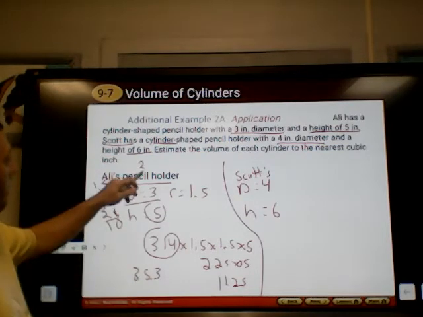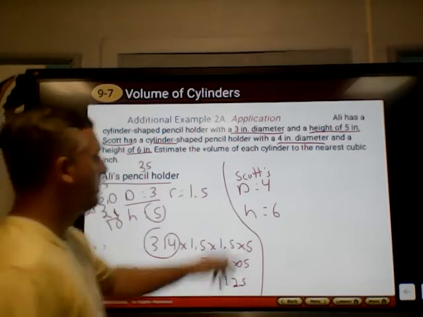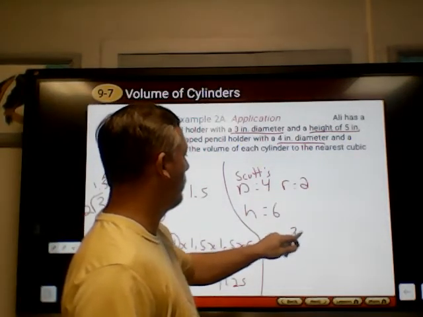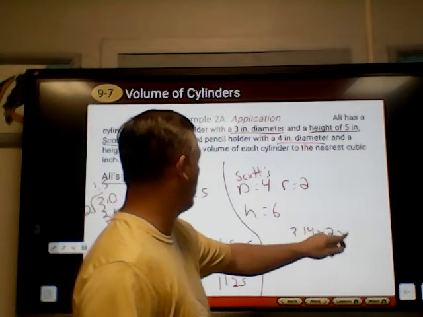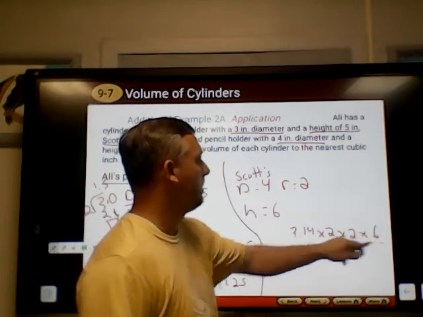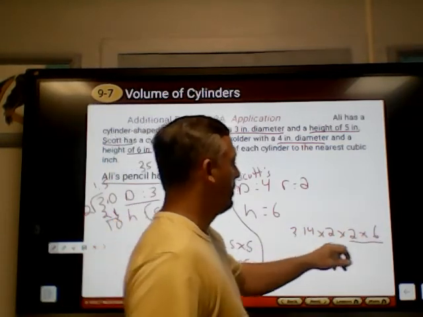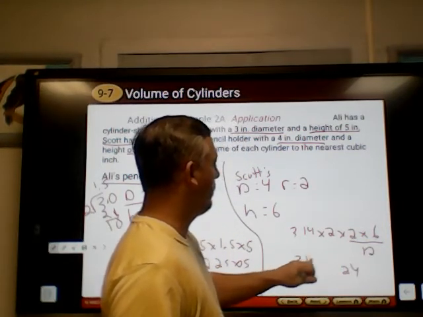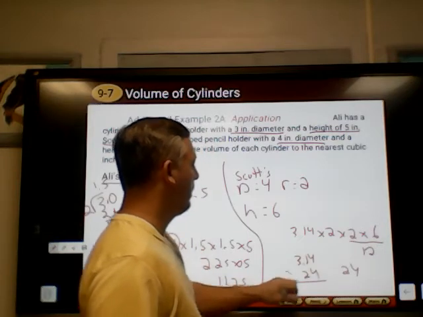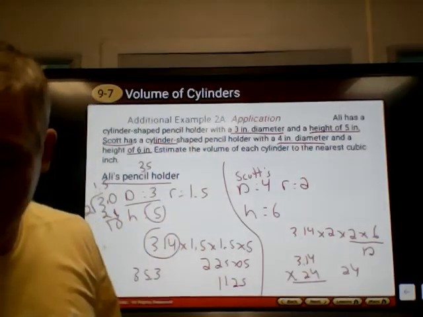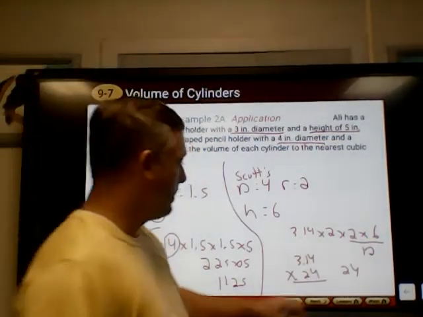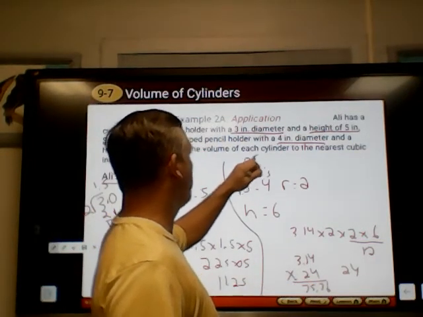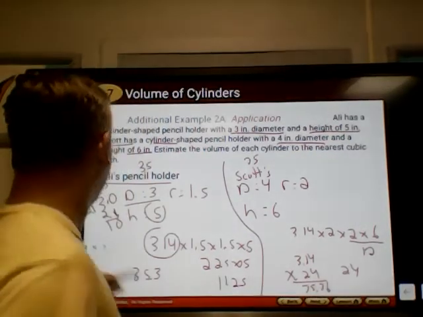So Allie's is 35. But on Scott, diameter is 4, so we know radius is 2. So now we're going to do 3.14 times 2 times 2 times 6. Well, 2 times 6 is 12, times 2 is 24. So 3.14 times 24 is 75.36, or basically around 75. So we found both answers.